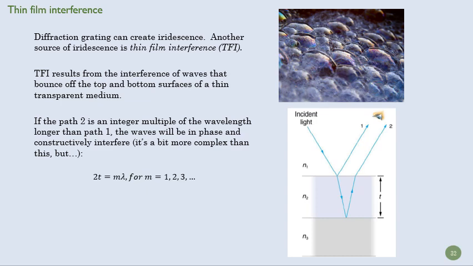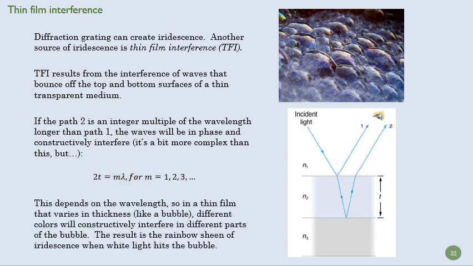So that's why you'd get different colors here. Because again, we can decide whether they're going to constructively interfere by our wavelength, but our wavelengths are different for different colors. So a bubble might have thicknesses that vary in very small ways throughout the bubble. And so in some parts of the bubble, you're going to get violet constructively interfering. In other parts, blue is going to constructively interfere. In other parts, red is going to constructively interfere. And that's why you get that cool rainbow effect in soap bubbles.